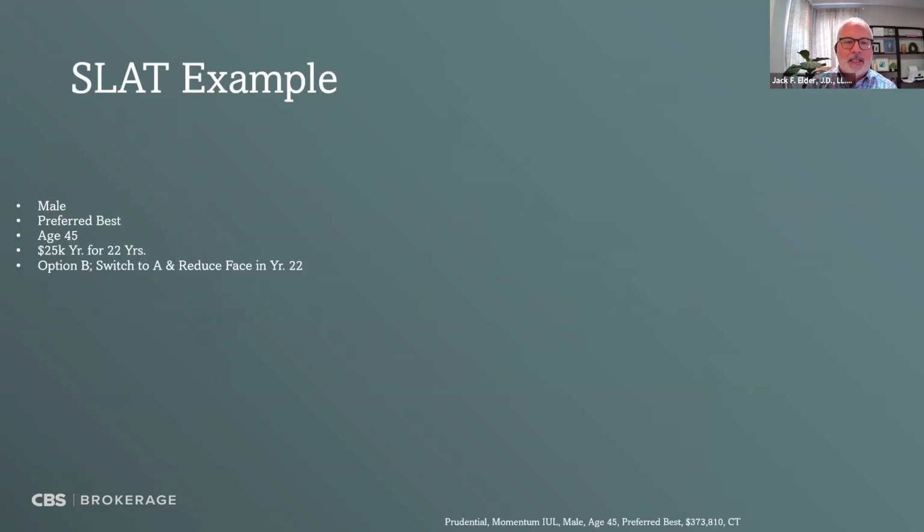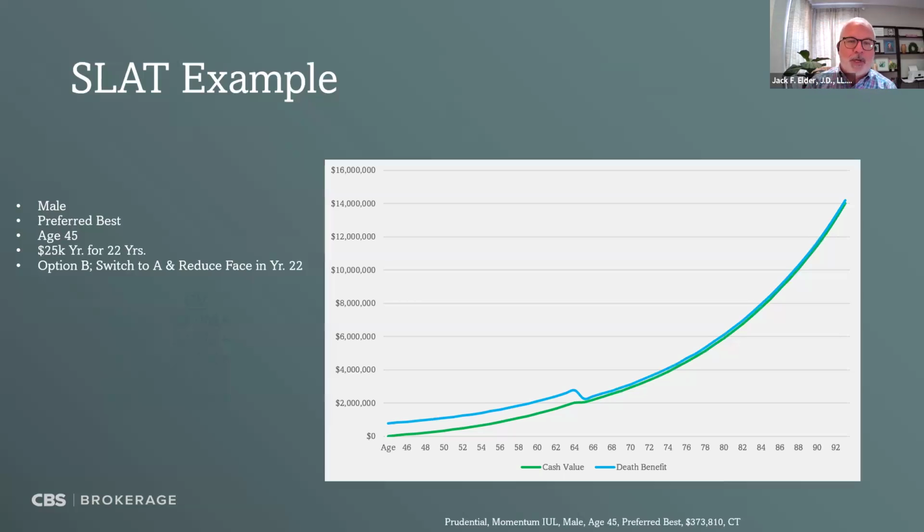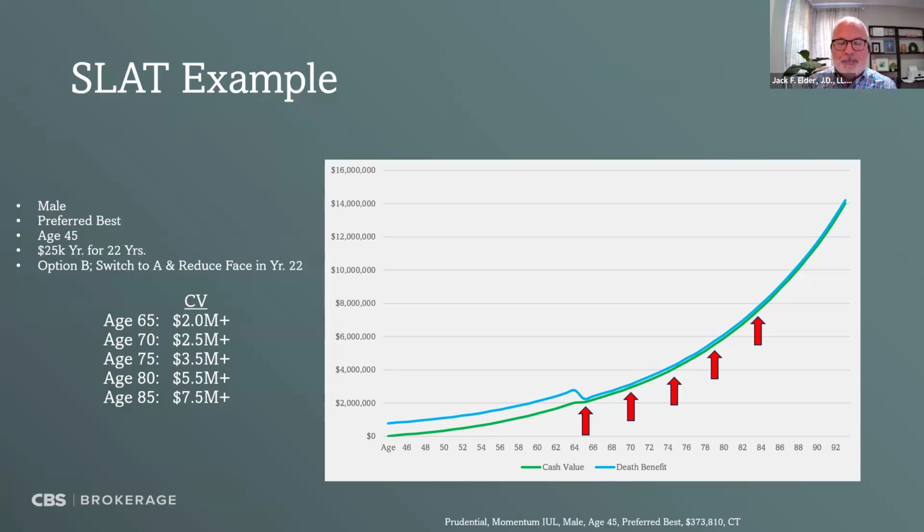So let's look at an example. We've got a male preferred best, age 45. He's going to contribute $25,000 a year for 22 years to a policy, and we're going to design it to maximize cash value by reducing the death benefit. So we're going to start off by depressing the death benefit as much as possible, and then we're going to reduce it again when we stop making premium payments in 22 years. So the blue line is the death benefit, the green line is the cash value. Note, over time, there's a substantial amount of cash value in there.